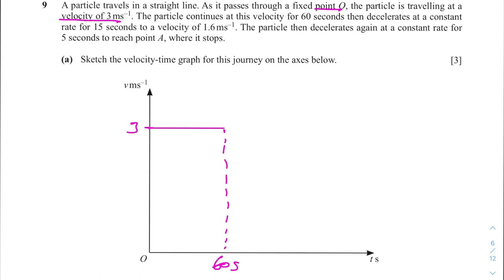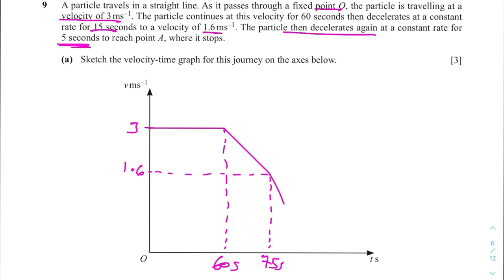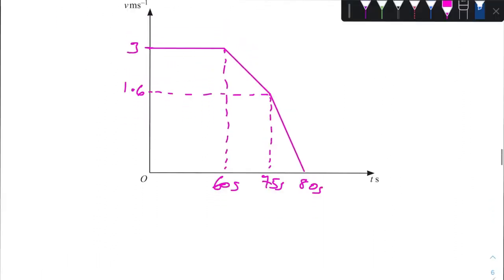Then the particle decelerates. Okay, the particle decelerates for 15 seconds at this rate. So that means that this is going to be 15 seconds. If you add it to this, you have 75 seconds. And the particle's speed at that time was 1.6. Then we continue. So the particle decelerates again for the next 5 seconds and then reaches point A. Okay, so we've drawn the speed time graph for this, and then you have your 3 marks.